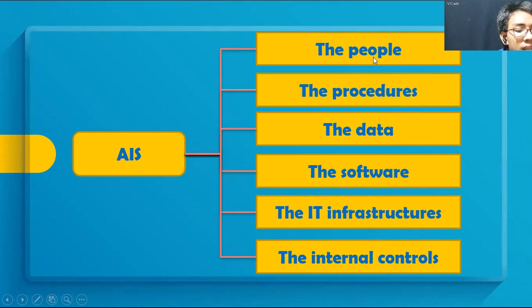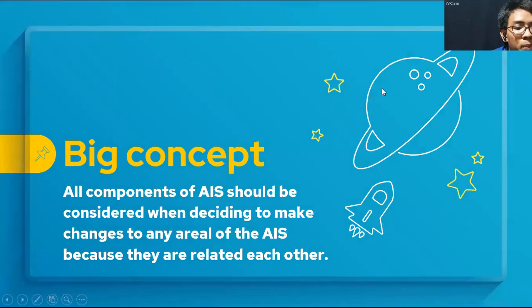Well, with a well-designed AIS, everyone within an organization can access the same system and retrieve the same information. The big concept is that all components of AIS should be considered when deciding to make a change to any area of the AIS because they are related to each other.